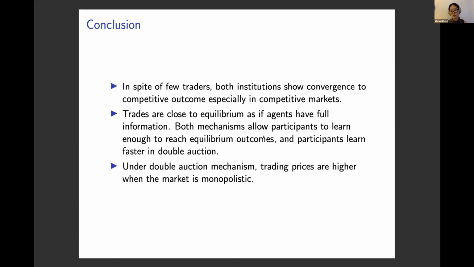And as we guessed, the participants learn faster in double auction. And another main takeaway is that under the double auction mechanism, the trading prices are higher when the markets get monopolistic.